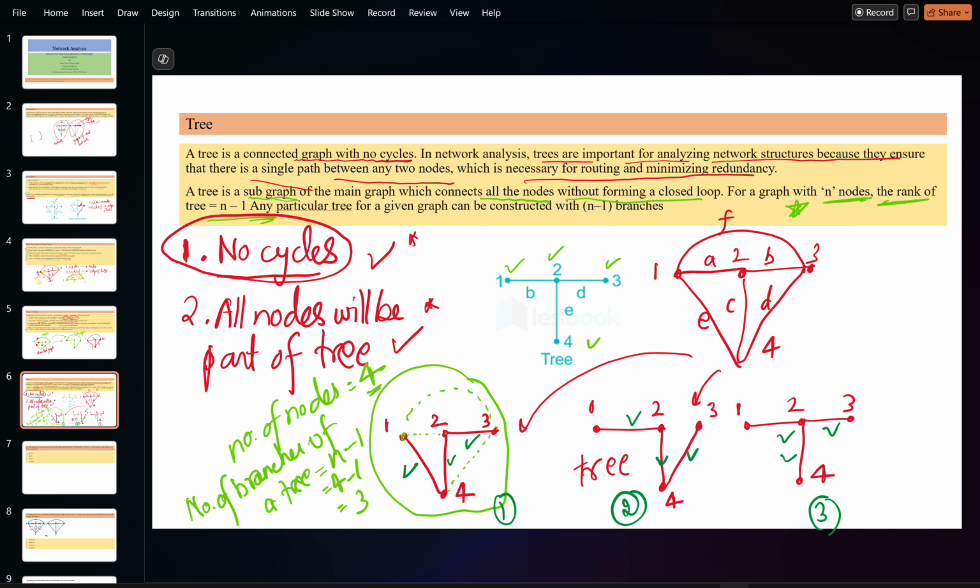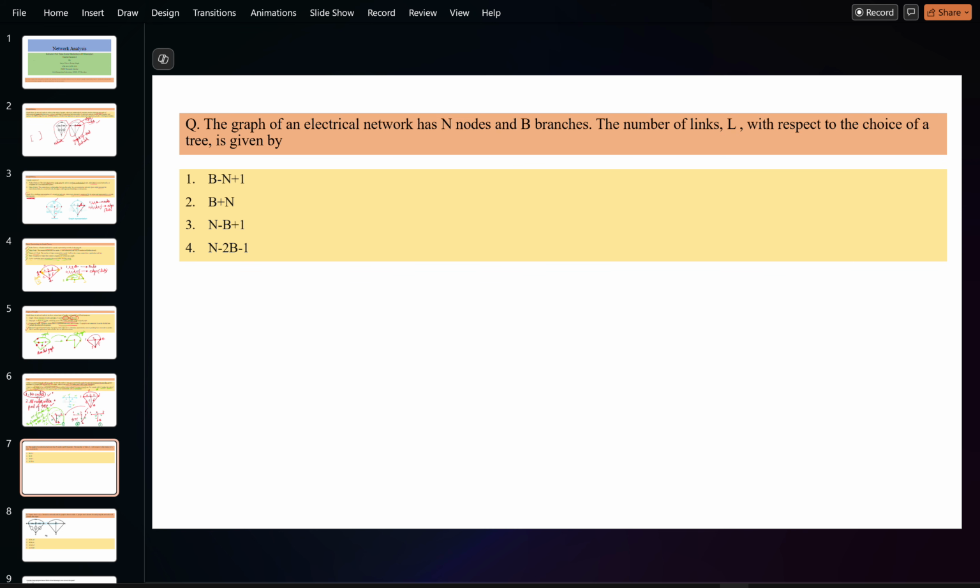So just remember this: if there are n nodes in a graph, the tree will be found with the number of branches equal to n minus one. Okay, so let me take one example, basically a question. Suppose there are n nodes and b branches. You have to find out the number of links with respect to the choice of a tree.